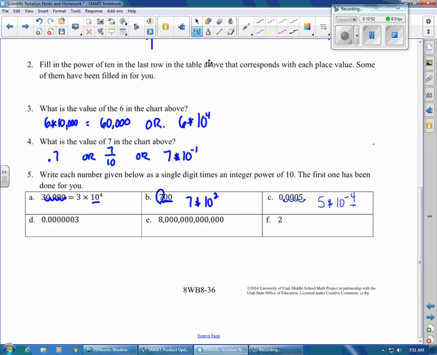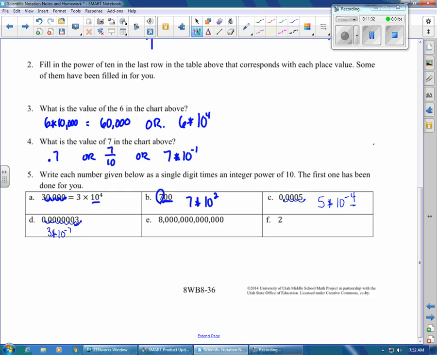So the next one, D, is also going to be a really small number, so I know my exponent is going to be negative. My digit that I'm multiplying by a power of 10 is going to be 3. Why? Because that's the digit that's given to me here. So it's going to be 3 times 10 to some power. I can count how many times my decimal is moving from where it starts to where I want it to be at the end. 2, 3, 4, 5, 6, 7. So it's going to be negative 7. Remember, when it's a small number, your exponent's going to be negative. When it's a big number, your exponent is going to be positive.